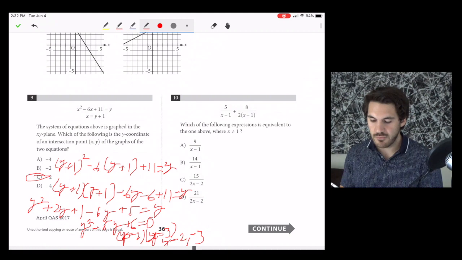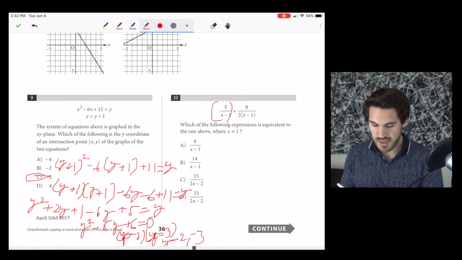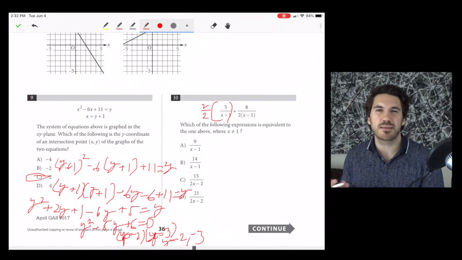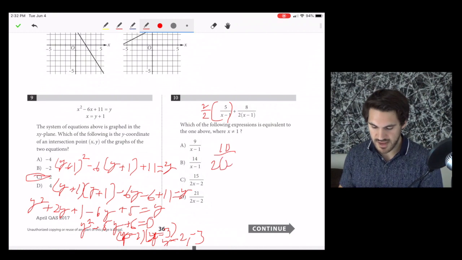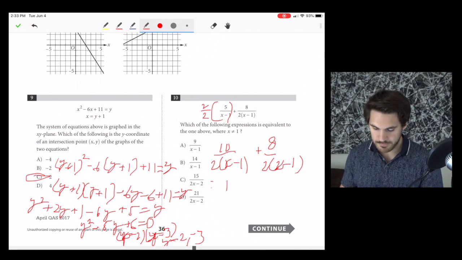So we need to rewrite the 5 over x minus 1 to have a denominator of 2 times x minus 1. So we can just multiply that entire quantity by 2 over 2, because it's the same thing as multiplying it by 1. So that's going to give us 10 over 2 times x minus 1 plus 8 over 2 times x minus 1. Combine them, that's going to be 18 over 2 times x minus 1. And then reduce, it's going to be 9 over x minus 1, which is answer A.